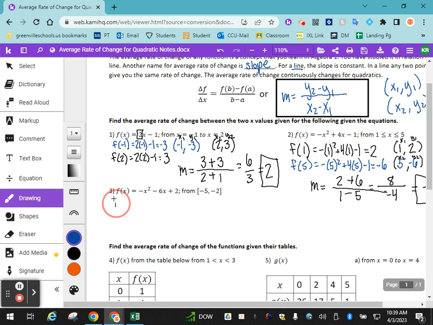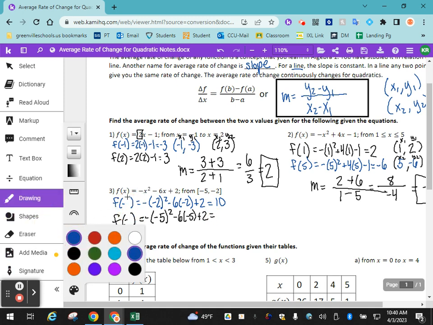Same thing, we're going to plug in -5 and get our y value, and we're going to plug in -2 and get our y value. Okay, so -2 squared is +4 times negative is -4 plus 12 is 8, 9, 10. I think it's 10. I'll pause the video and check it in a second. Wait, I plugged in -2 instead of -5. Let me reverse those.